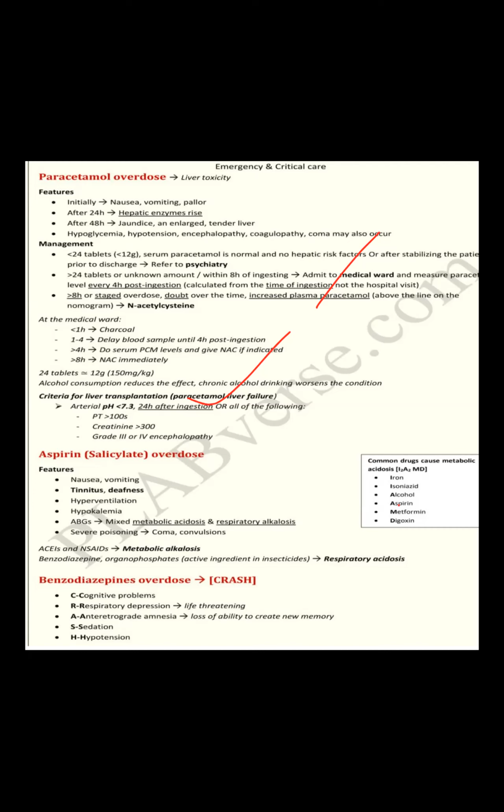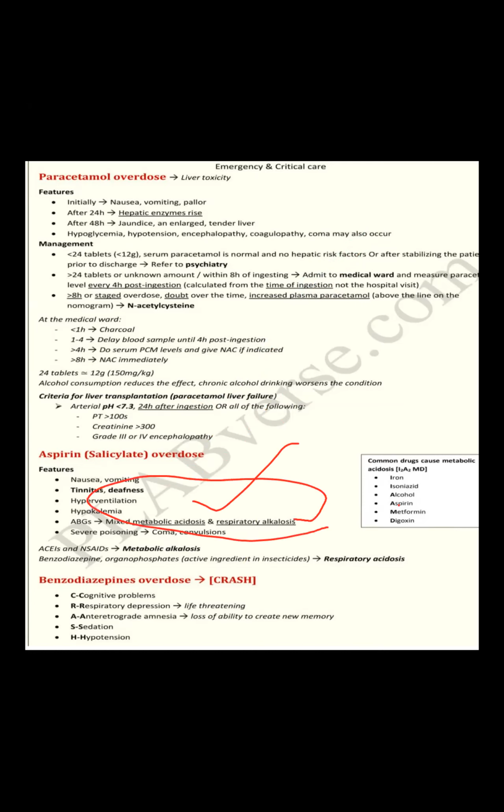Aspirin overdose, remember only one point: tinnitus and deafness. So tinnitus and deafness, my dear candidates, just remember this ABG interpretation. This ABG interpretation, mixed metabolic acidosis and respiratory alkalosis, you have to understand.